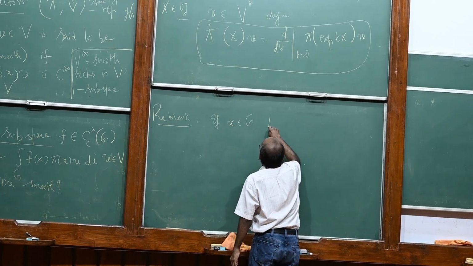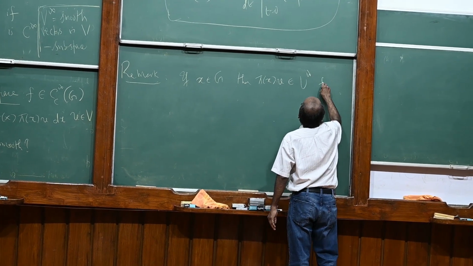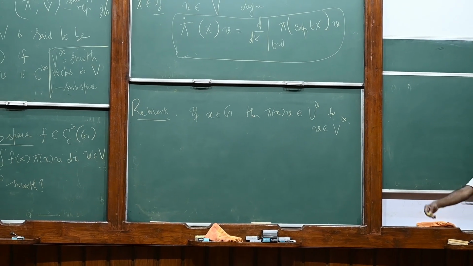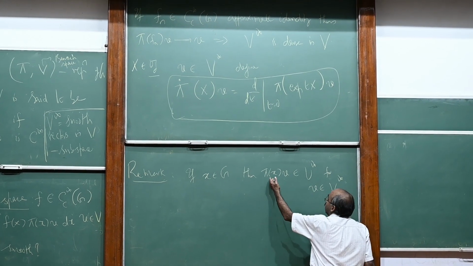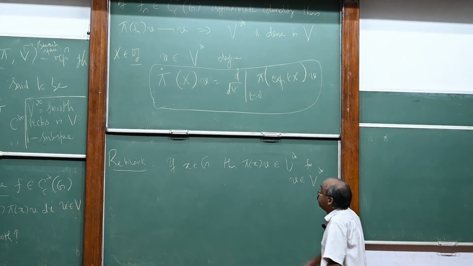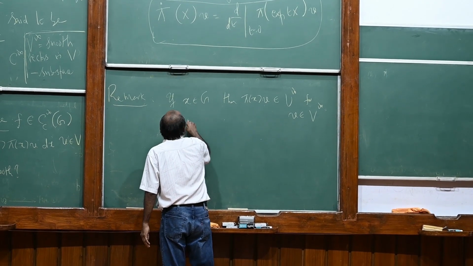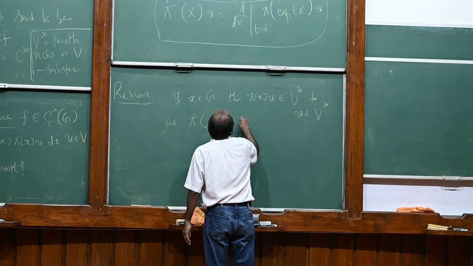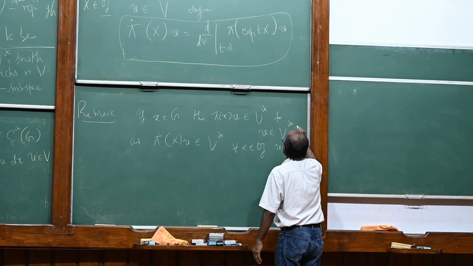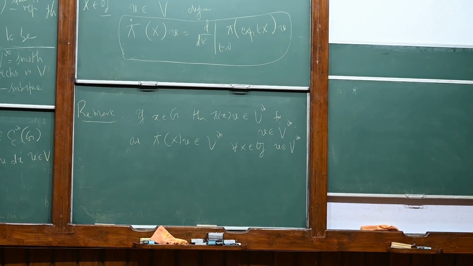For x in G, phi of x v is in V infinity for v in V infinity. So smooth vectors are mapped to smooth vectors. Well, this is easy because group multiplication is smooth, right? So applying another phi x is not going to change anything. And similarly, if you differentiate a smooth vector, you are going to get a smooth vector. And phi dot of x v is also a smooth vector for every Lie algebra element. Okay, so you have an action of the Lie algebra on the space of smooth vectors.